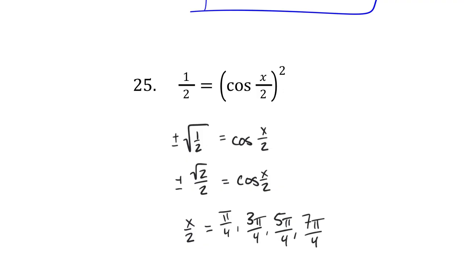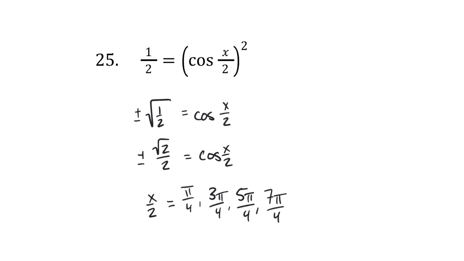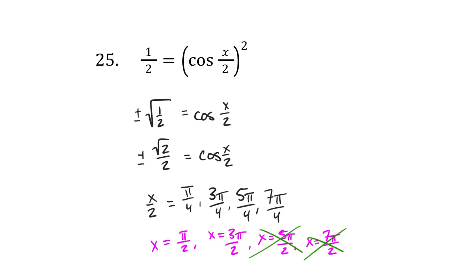And so now I have to multiply everything by 2, but remember that's the same as dividing all the denominators by 2. So I get x equals pi over 2, x equals 3 pi over 2, and then x equals 5 pi over 2, and x equals 7 pi over 2. The only thing about this is that these last two are both greater than 2 pi, and so that means that the first two are the only solutions I'm going to report as my answers.